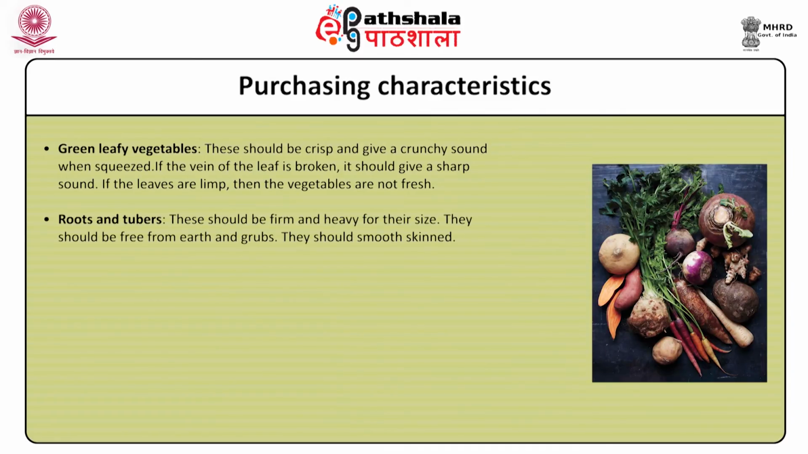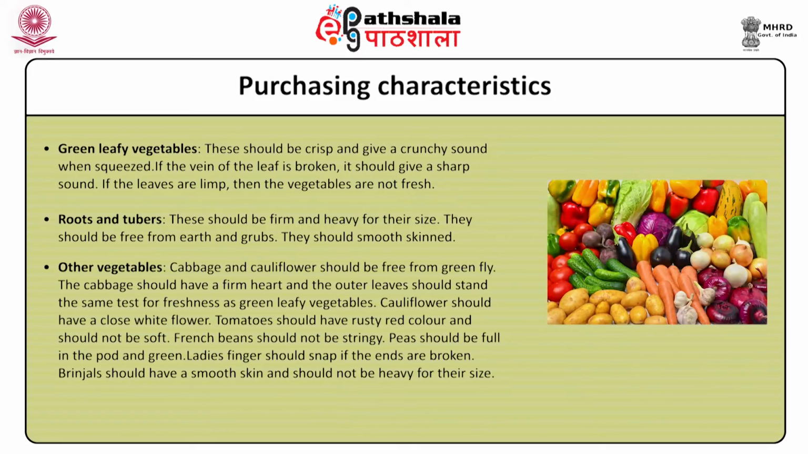Roots and tubers. These should be firm and heavy for their size. They should be free from earth and grubs. They should be smooth skinned. Other vegetables. Cabbage and cauliflower should be free from green fly.